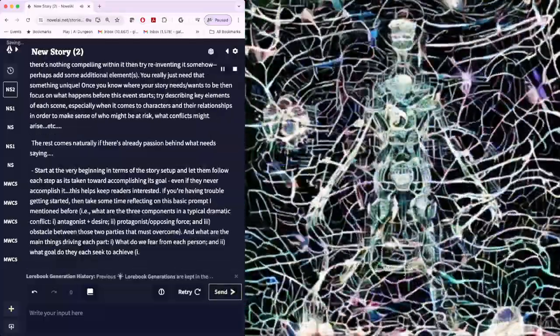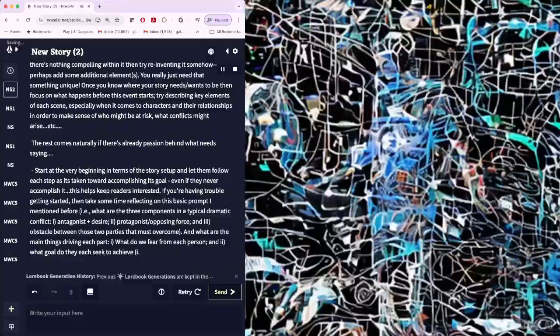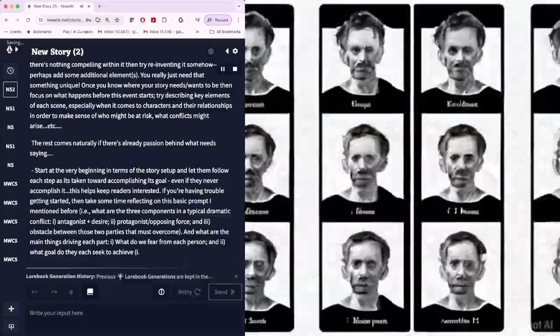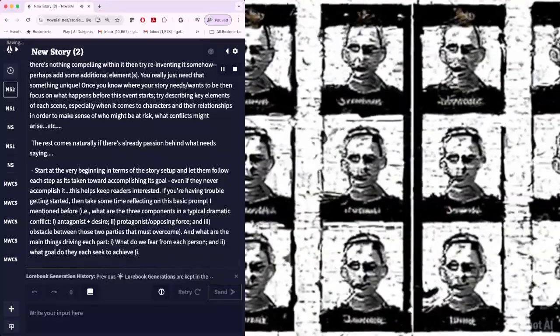This helps keep readers interested. If you're having trouble getting started, then take some time reflecting on this basic prompt I mentioned before, i.e. what are the 3 components in a typical dramatic conflict? 1, antagonist plus desire. 2, protagonist/opposing force, and 3, obstacle between those 2 parties that must be overcome.